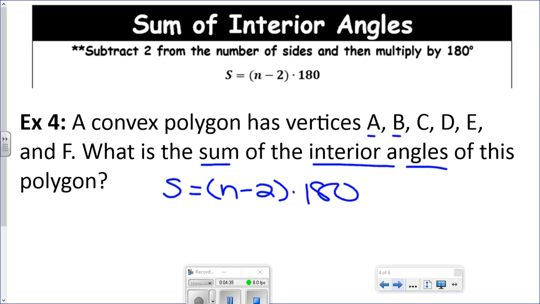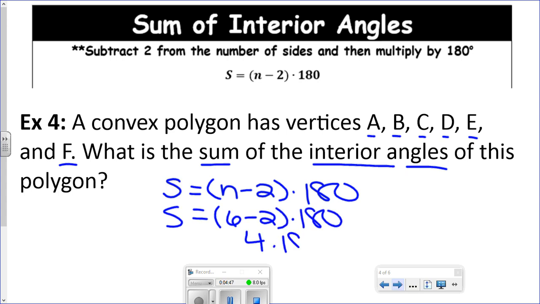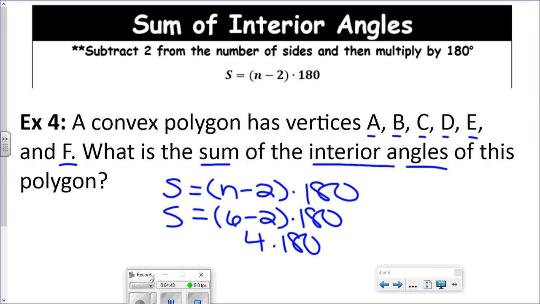So we have 1, 2, 3, 4, 5, and 6 vertices. So we'll have 6 sides. So our sum is going to be equal to 6 minus 2 times 180 degrees. So that's 4 times 180. And we just did this on the last problem. So that's 720 degrees. So the sum of the interior measures of this convex polygon is 720 degrees.